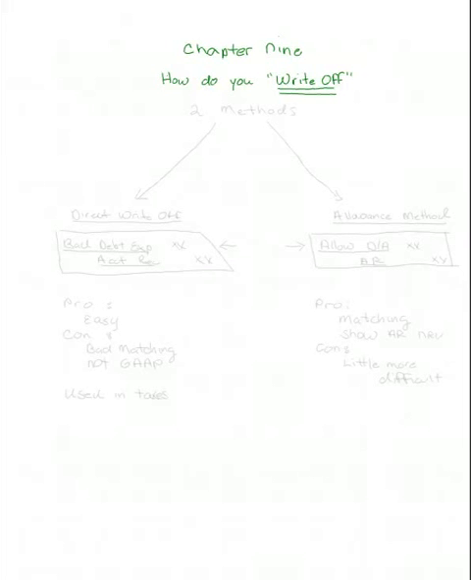There are two methods that are used in industry. One method is called the direct write-off method, and the other method is called the allowance method. And these are the two methods you can use to actually write off an accounts receivable.